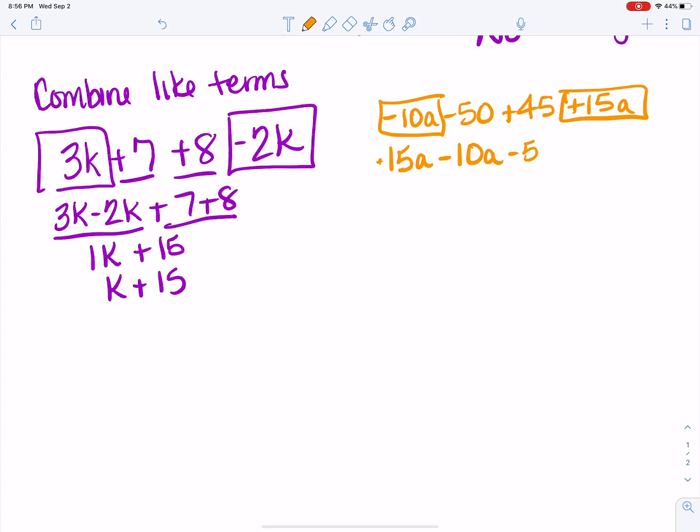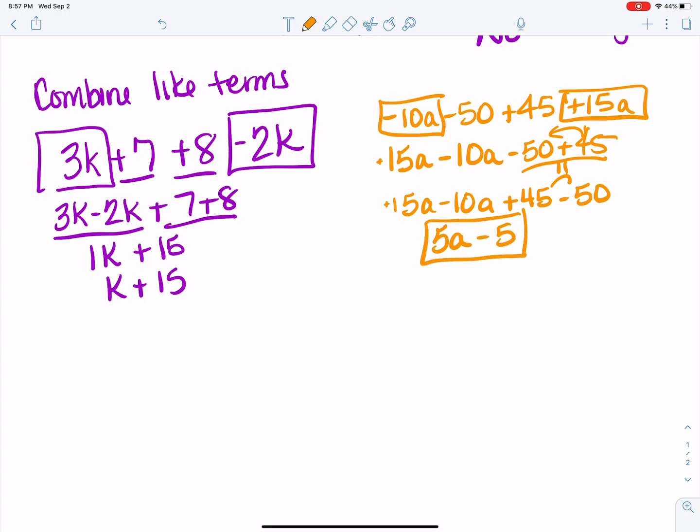Minus 50 plus 45. Now again, I don't like this, okay? So I'm going to move them as well. So positive 15a minus 10a. I'm going to move this to a positive 45 and a negative 50. Okay, so this will be 5a minus 5. Final answer.